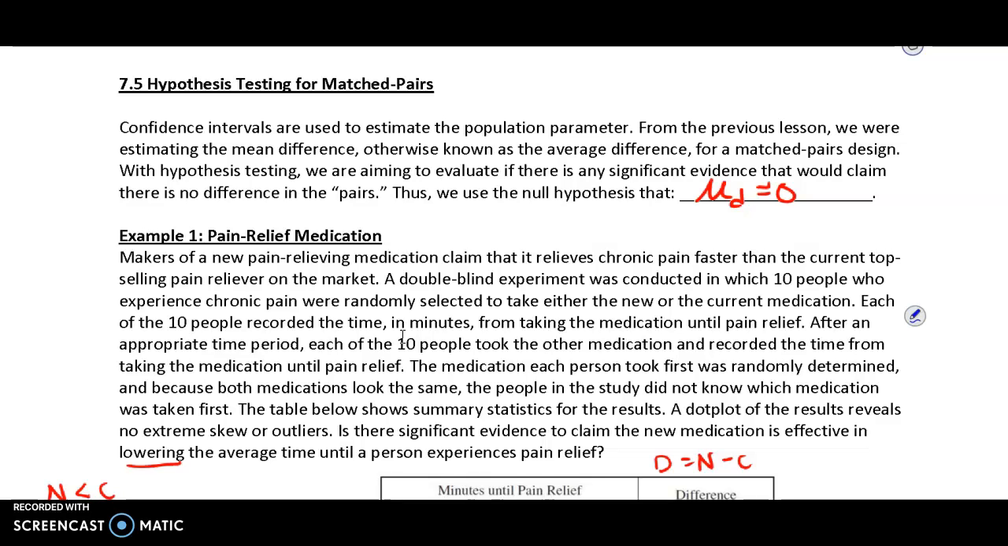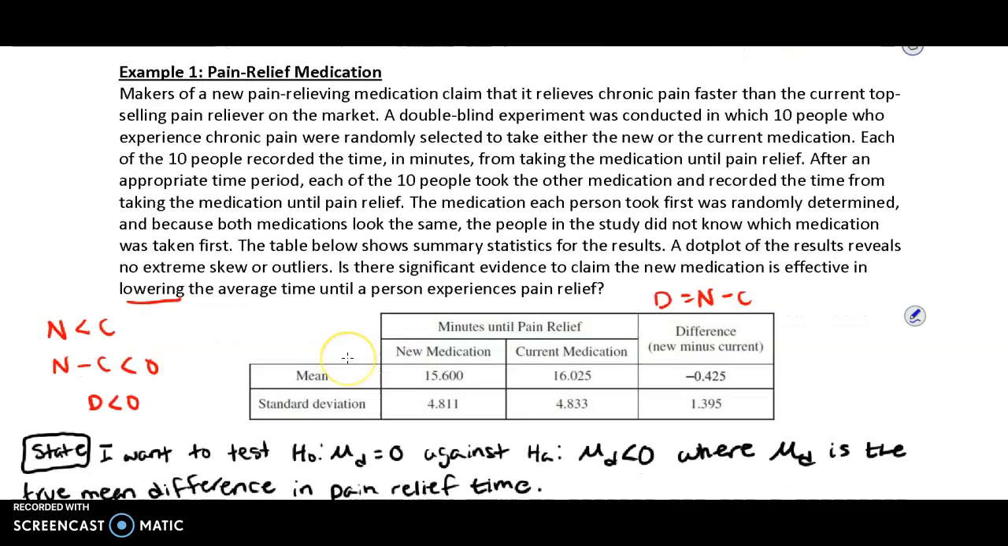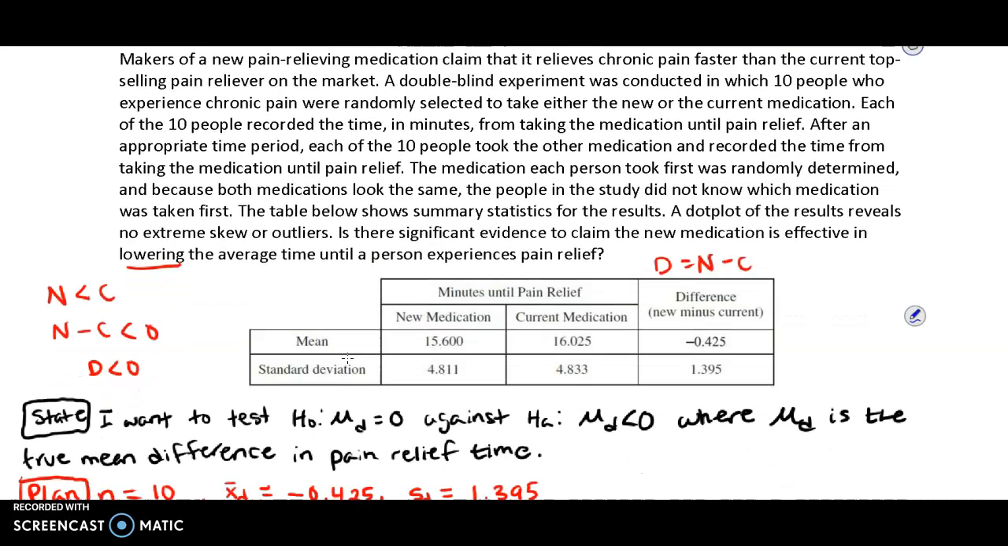Now, an example here is that makers of a new pain-relieving medication claim that it relieves chronic pain faster than the current top-selling pain reliever on the market. A double-blind experiment was conducted in which 10 people who experienced chronic pain were randomly selected to take either the new or the current medication. Each of the 10 people recorded the time in minutes from taking the medication until pain relief. And after an appropriate time period, each of the 10 people took the other medication and recorded the time from taking the medication until pain relief.